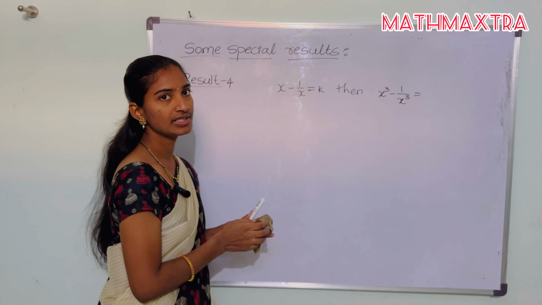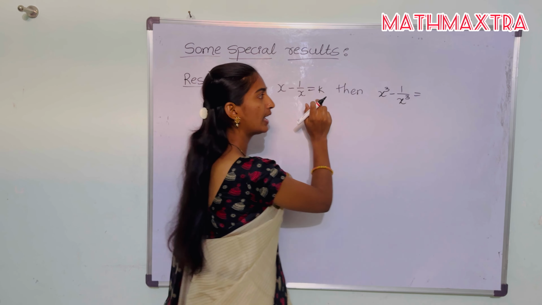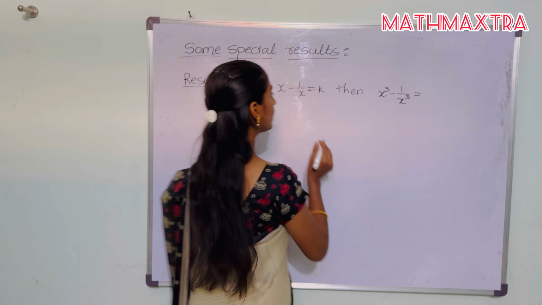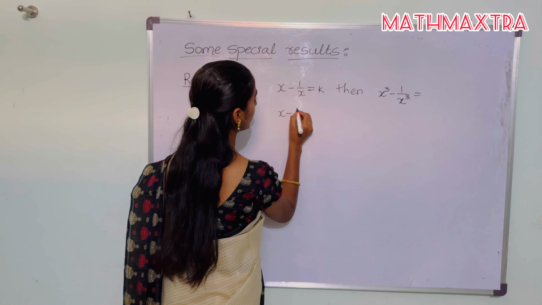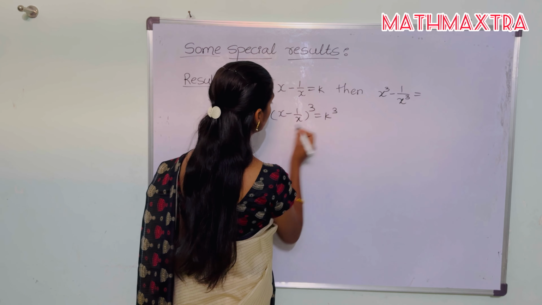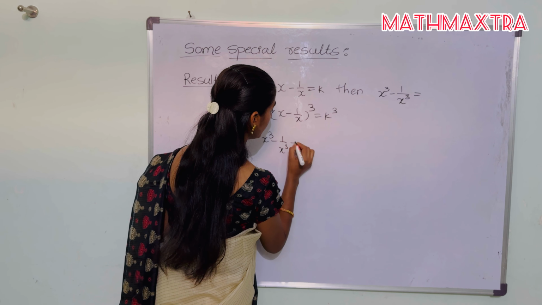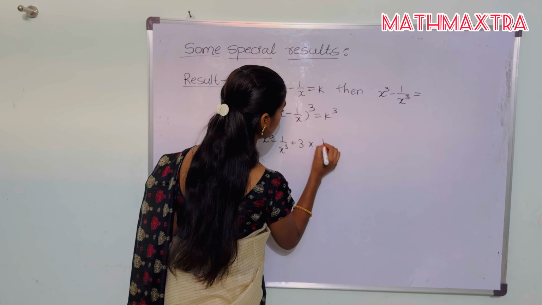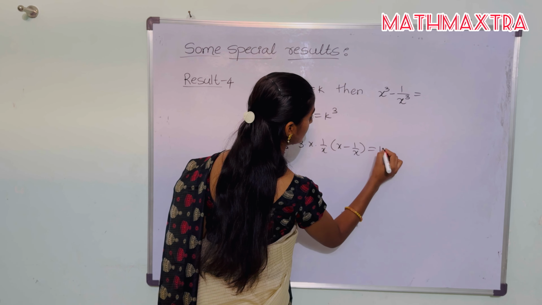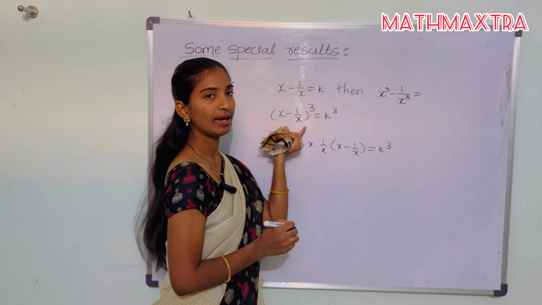Okay. Our next result 4 is if x minus 1 by x is equal to k is given. Then you need to find x cube minus 1 by x cube. How to calculate? You cube it on both sides. We will get k cube. So, which is nothing but x cube minus 1 by x cube plus 3 into x into 1 by x and (x minus 1 by x), which is equal to k cube. So this is the expansion of (a minus b) whole cube.